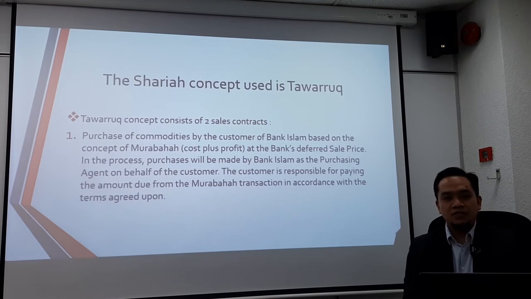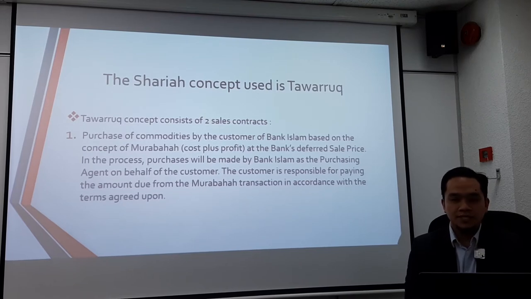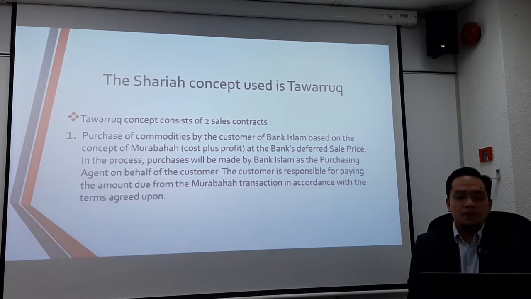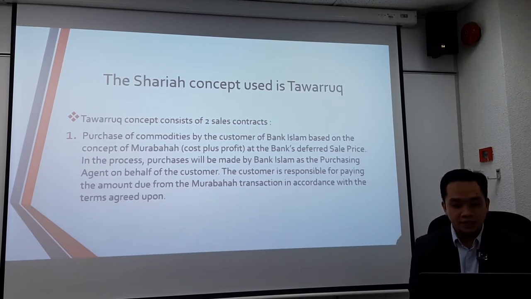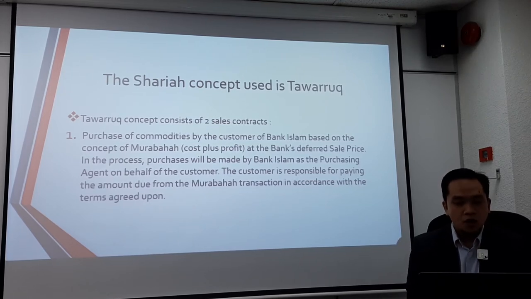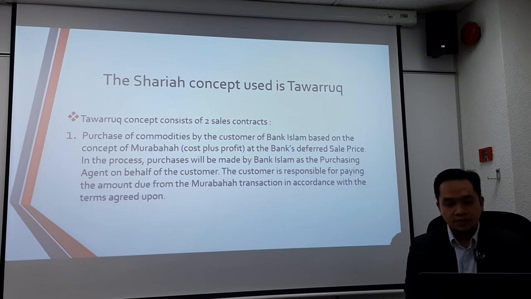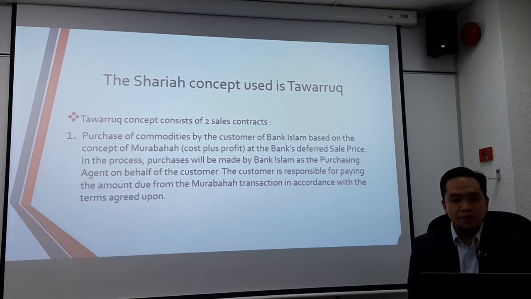The Tawarruq concept used by Bank Islam, or all Islamic banks, consists of two sale contracts. Firstly, the purchase of commodities by the customer of Bank Islam based on the concept of murabahah, which is cost plus profit, at the bank's deferred sale price. In the process, the purchase will be made by Bank Islam as purchasing agent on behalf of the customer. Then the customer is responsible for paying the amount due from the murabahah transaction in accordance with the terms agreed upon.